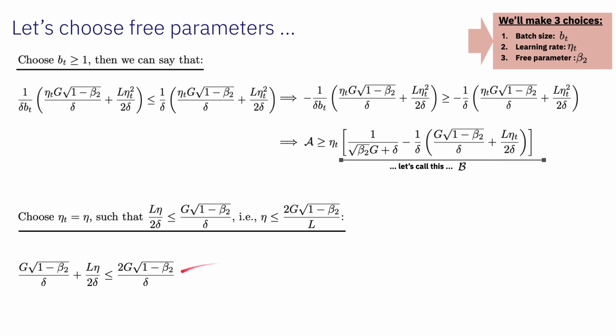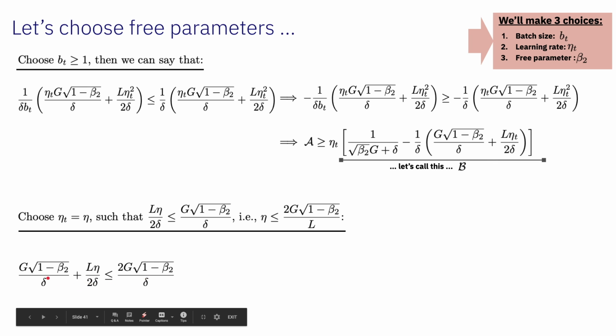Good. So now with that, what we can say is that g square root of 1 minus beta 2 over delta plus L eta over 2 delta is less than 2g square root of 1 minus beta 2 over delta.